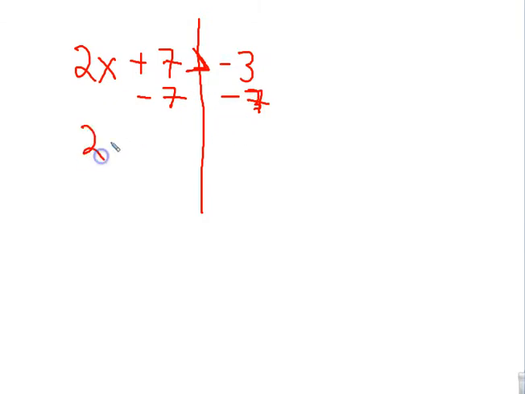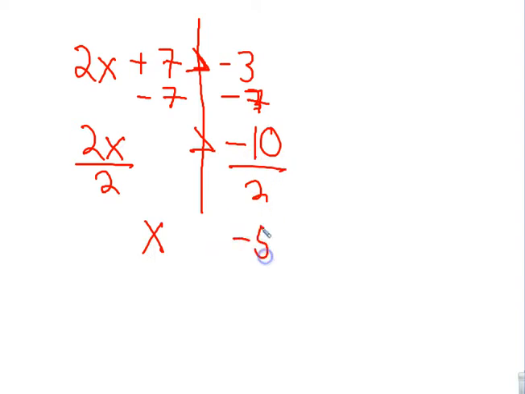Okay, so that's going to give me 2x greater than -10. Okay, -3 minus 7, -10. So now I'm going to divide both sides by 2. Okay, x, this is going to be -5. Does the inequality flip? Look at this number.